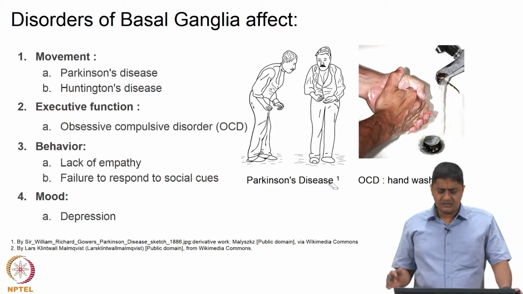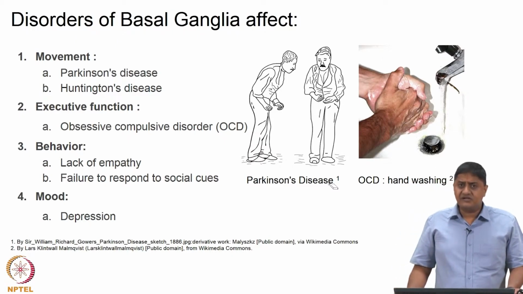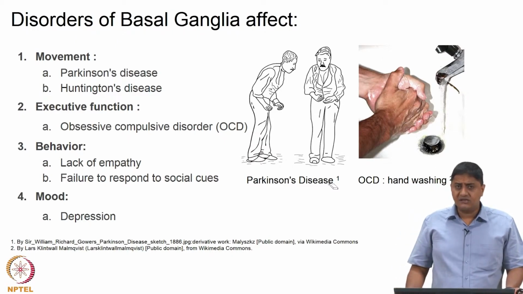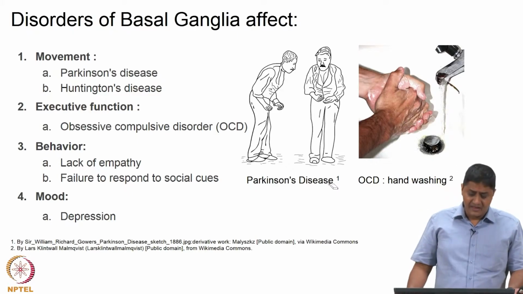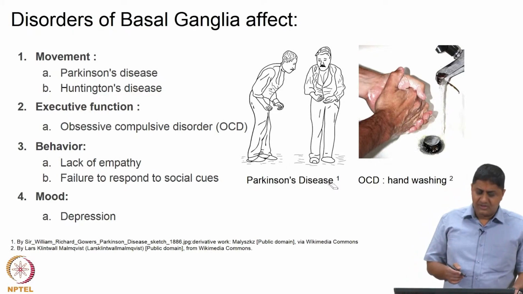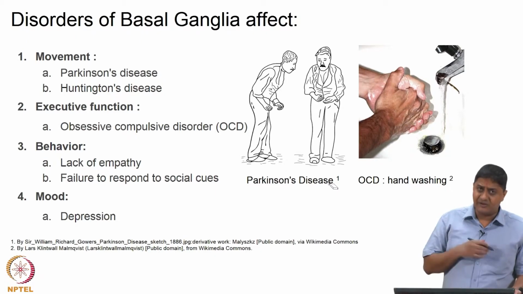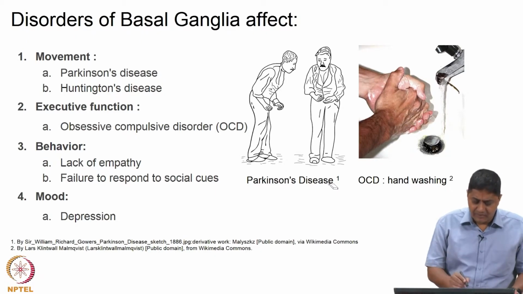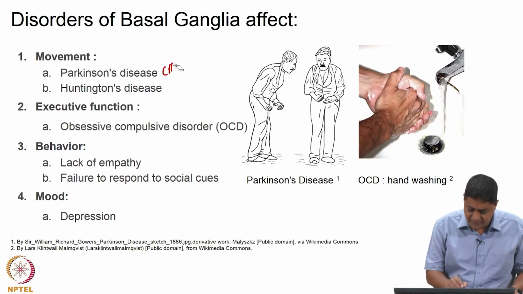There are different disorders that affect different loops, and that means different functions are affected. If it affects the movement loop, different diseases can happen. Actually, only a couple of these are presented. Parkinson's disease is a hypokinetic disorder, and Huntington's disease is a hyperkinetic disorder.